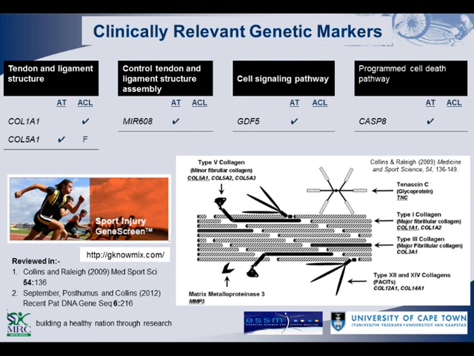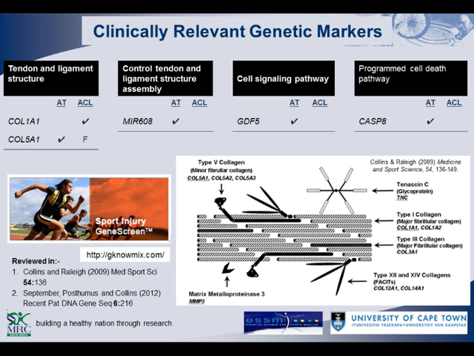So we've looked at that one region, but we've also looked at several other loci or regions within the genome, and we found independent associations with polymorphisms within the collagen 1A1 gene, which encodes a component of type 1 collagen. And as I said in the beginning, these play a very important structural role in tendons and ligaments. We've also found polymorphisms within the microRNA binding domain of MIR608.